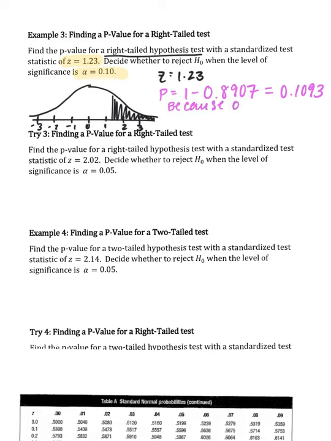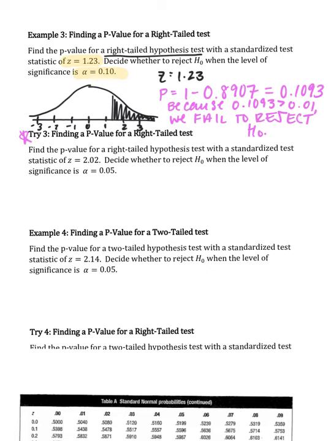Okay? So now we compare it to our level of significance, because 0.1093 is greater than our level of significance, we fail to reject the null hypothesis, okay? And then you guessed it, you guys are doing try number 3 as one of your homework problems.